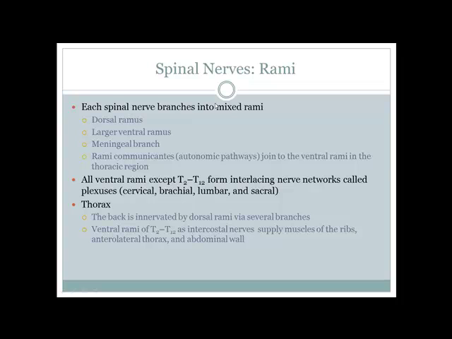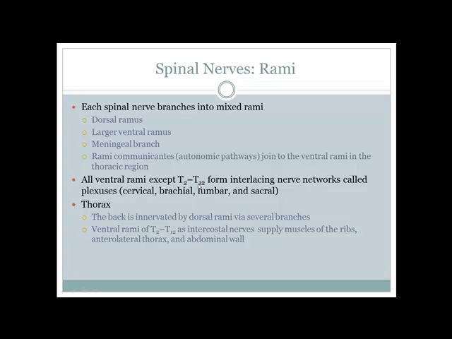With your spinal nerves, alright, each spinal nerve is going to have mixed rami. So we'll have a dorsal ramus, a large ventral ramus, a meningeal branch, and a rami communicantes. So we said Dave is the same, right? So dorsal afferent, so dorsal is going to be sensory, your ventral is going to be motor. The meningeal branch lets it see the meninges around it, dura mater, pia mater, all that stuff, your meninges. And then the rami communicantes are going to allow the ventral rami to communicate with each other.